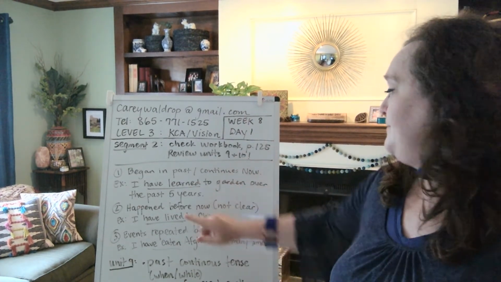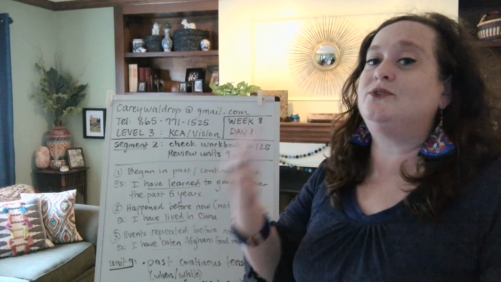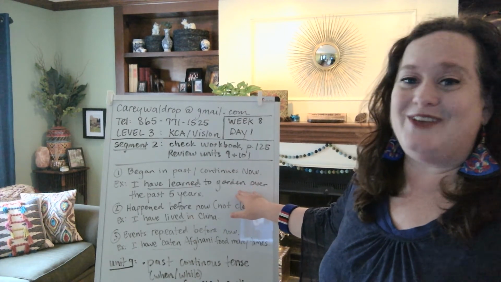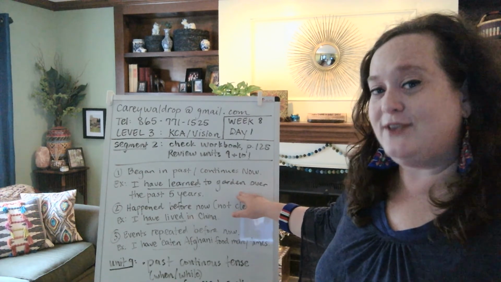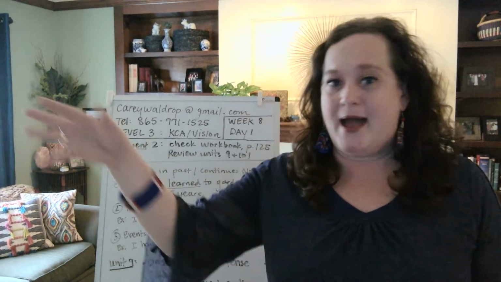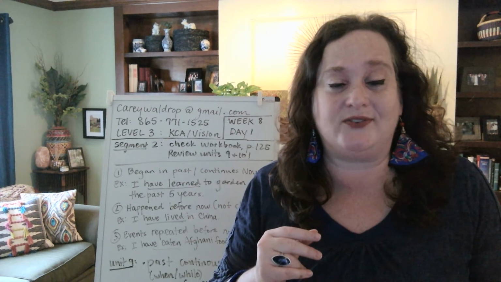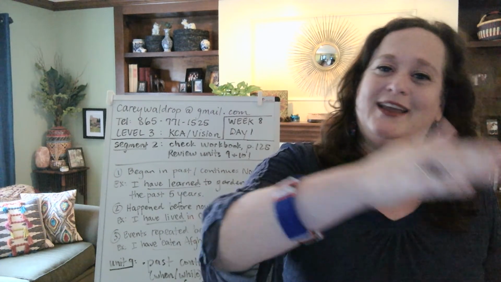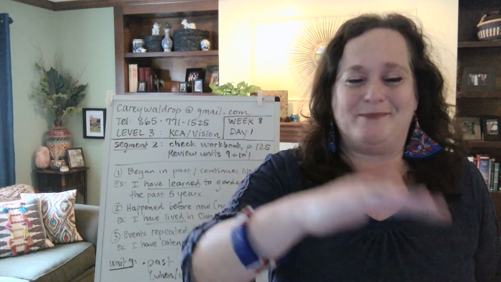The first one is it began in the past and continues now. The example that I had given was, I have learned to garden over the past 5 years. So I'm still learning. I started in the past, but I'm still learning how to garden. And there is a clue in that sentence, the word over. Over means including a time period from some point, from point A to point B.